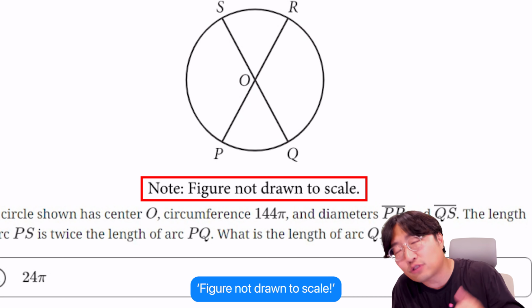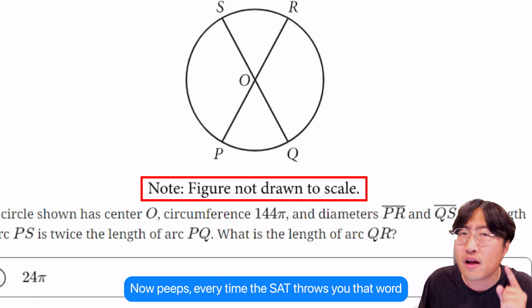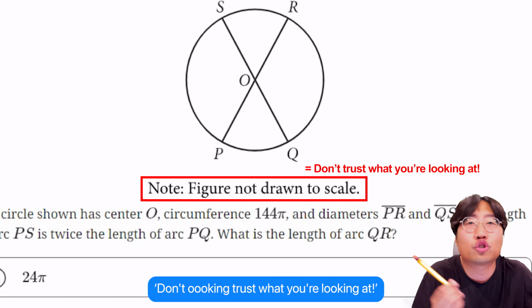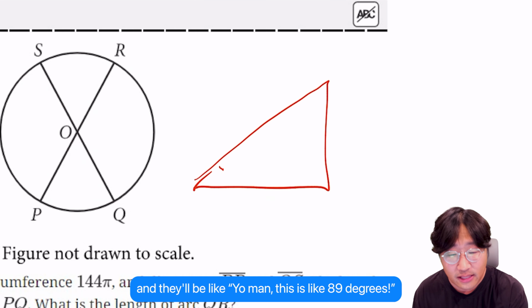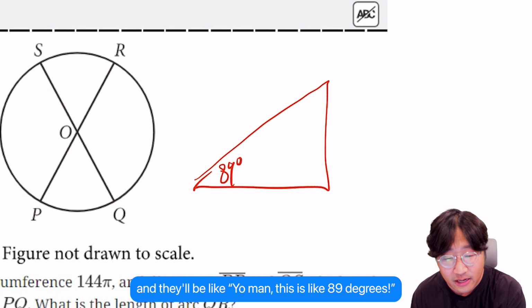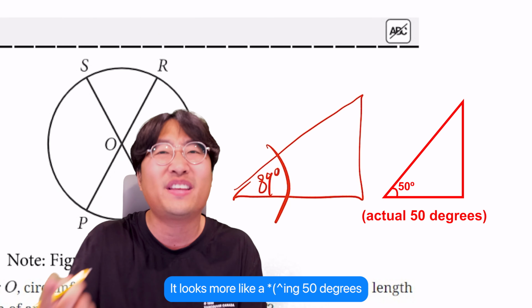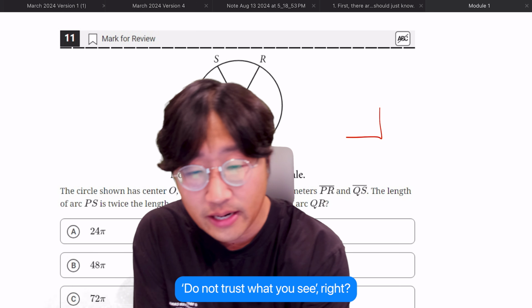Number 11, figure not drawn to scale. Now, peeps, every time the SAT throws you that phrase, figure not drawn to scale, that basically just means don't trust what you're looking at. They might give you a triangle that looks like this, and they'll be like, this is 89 degrees. Well, that doesn't look like 89 degrees, right? It looks more like 50 degrees. But that's what they mean, right? Do not trust what you see. So back to the problem.